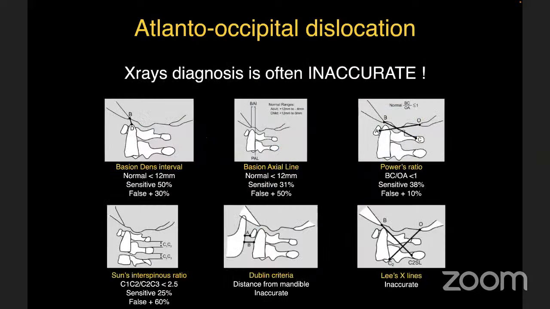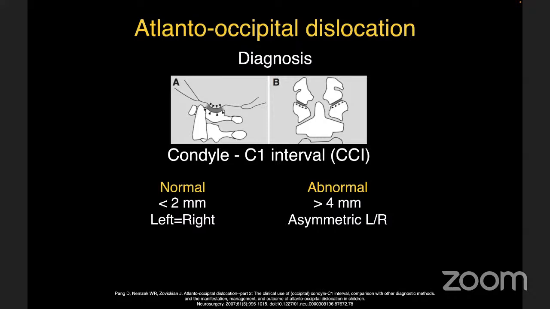Even X-rays as a diagnostic tool, or CT scans if you're using all these powers ratio and so on, are very inaccurate. They have very low sensitivity. So the diagnosis essentially is based on measuring the condyle-C1 interval, or the CCI, and this you measure on the CT scan. Normally, this interval is less than 2 millimeters and is symmetrical on the left and right side.